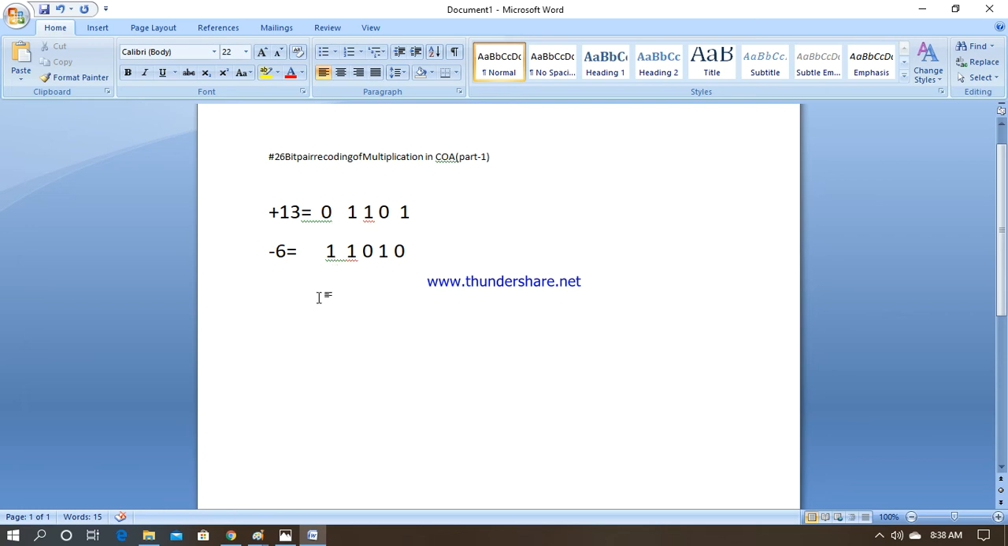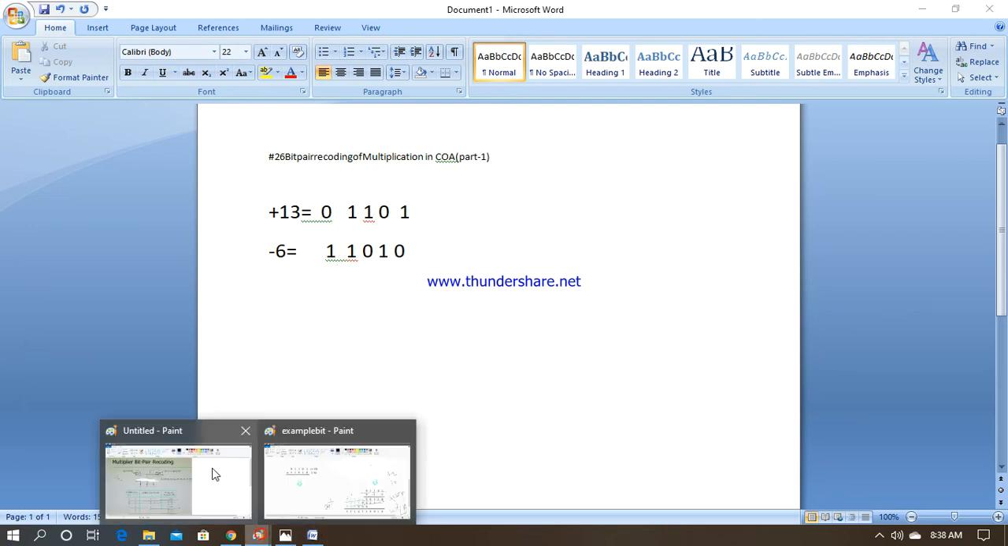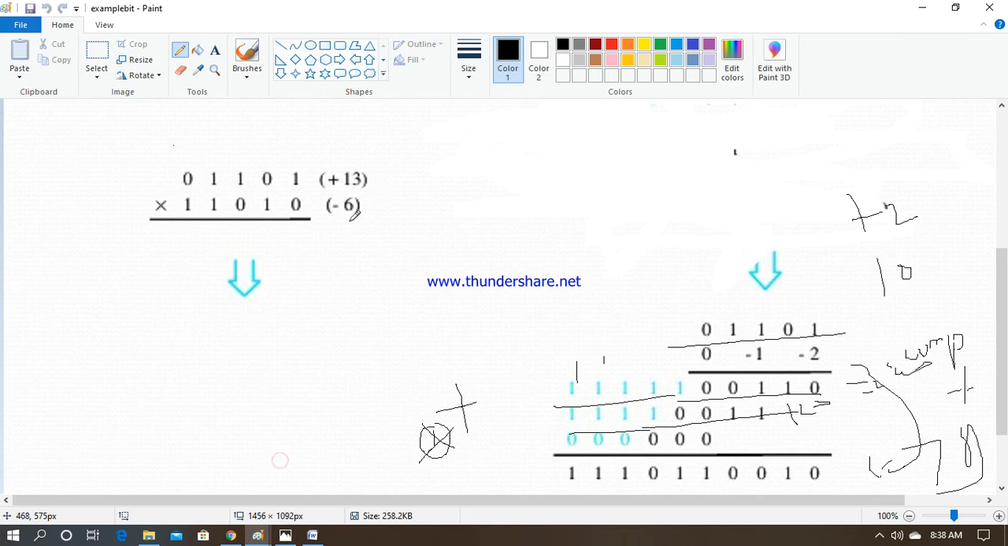So now you can go for the solution. Let's go for the solution, so simple and easy. Here I have already written the two numbers. Here we have a number, so I am going to substitute the minus 6 value, and here I am going to multiply. So first we go for the minus 6.